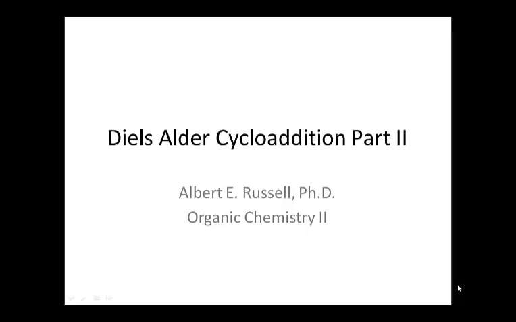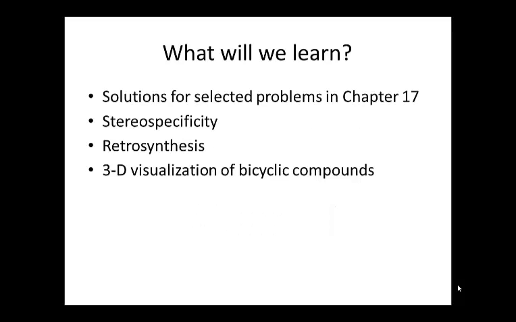So in addition to the cycloaddition video that I've already shown you, let's work through some sample problems and see if we can come up with the solutions. Here we're going to look at some sample problems out of the chapter. We're going to talk for a few minutes about stereospecificity, retrosynthesis, which means just working backwards from the product back to the starting diene and dienophile, and we're going to look at some 3D visualization of the bicyclic compounds.